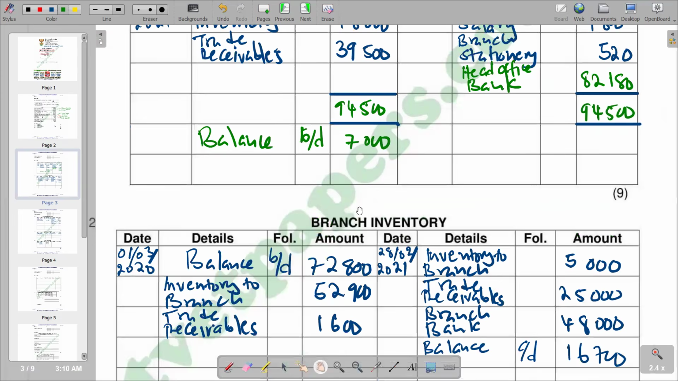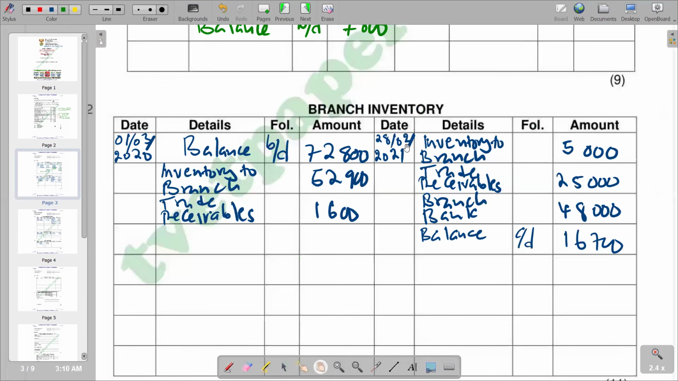So we go to the next one, branch inventory. On branch inventory, the balancing figure is supposed to be transferred to branch profit and loss. So we can start by putting our double lines, whereby I just leave a space.